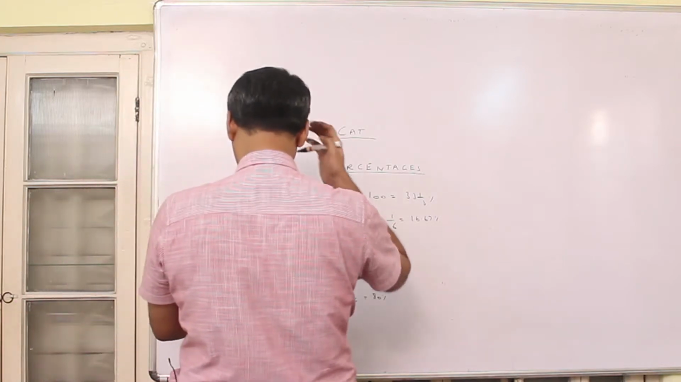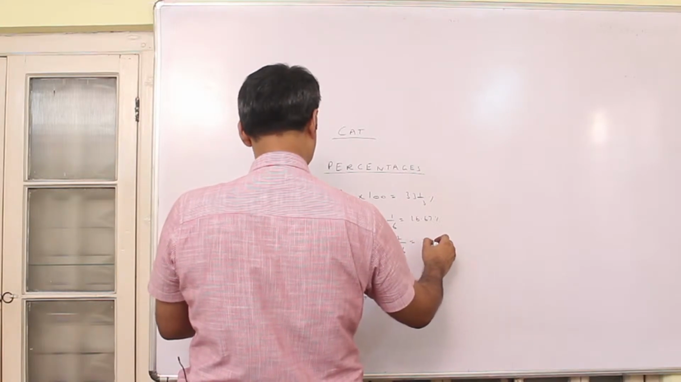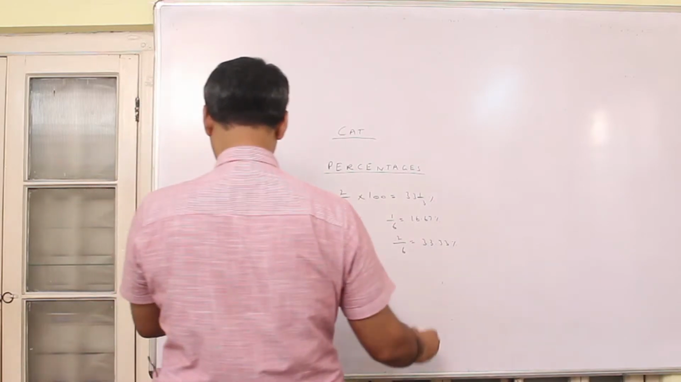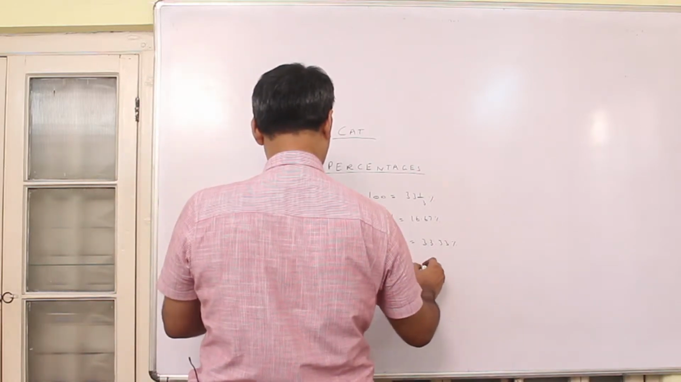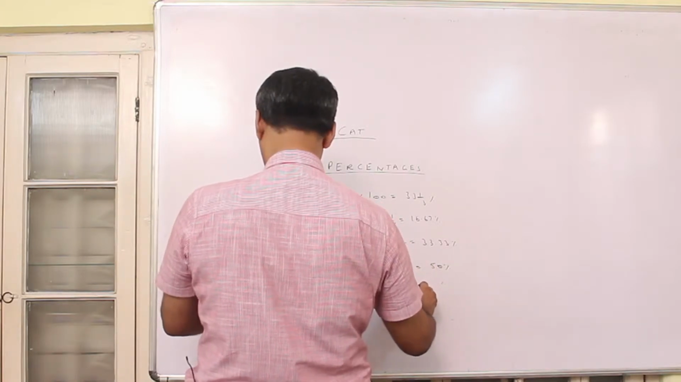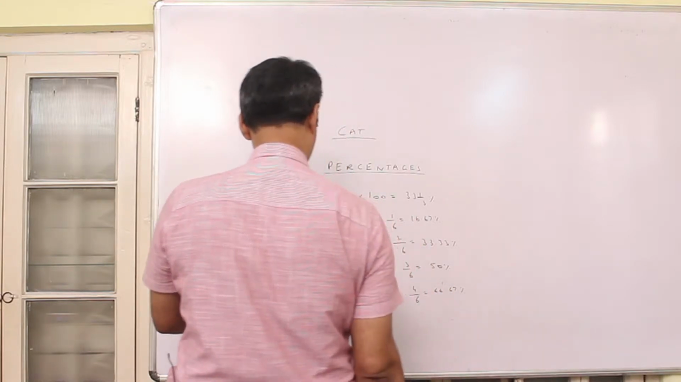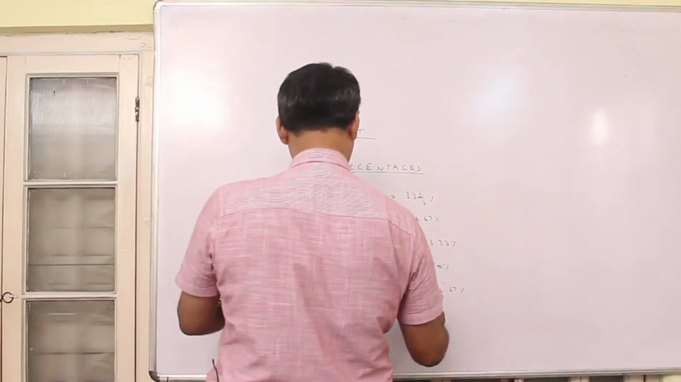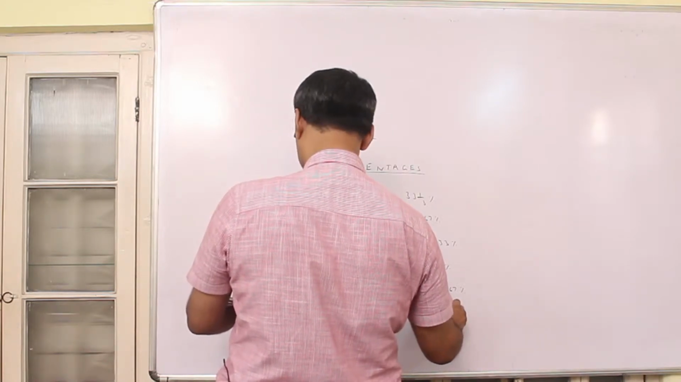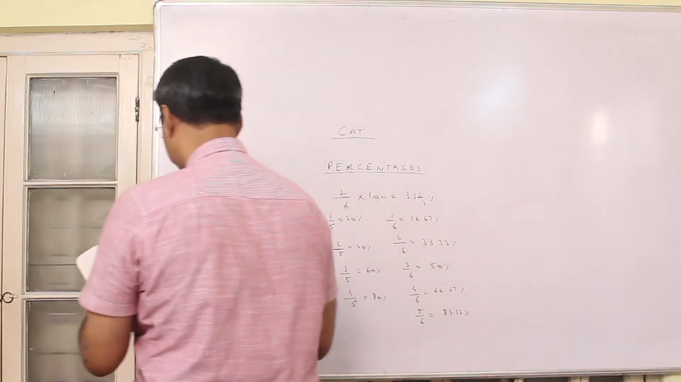1/6 is 16.67%. 2/6 is 33.33%. 3/6 is 50%. 4/6 is 66.67%. 5/6 is 83.33%.